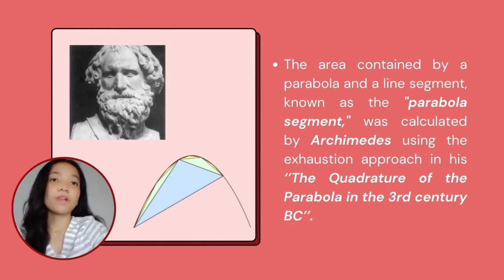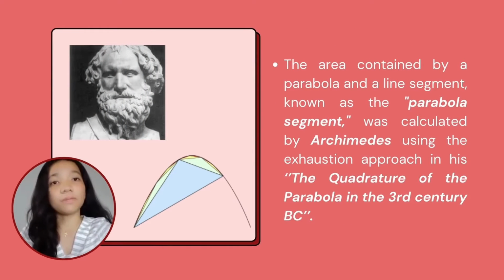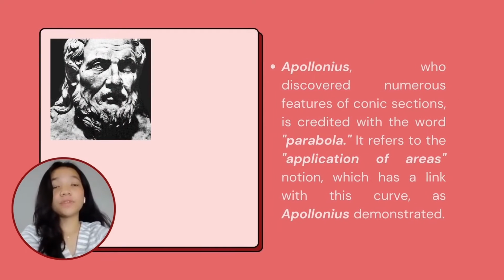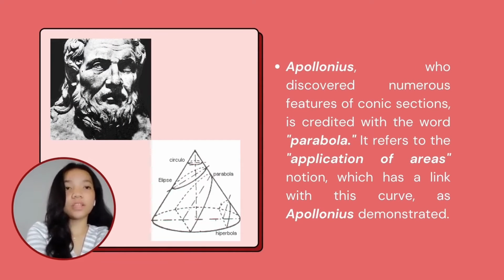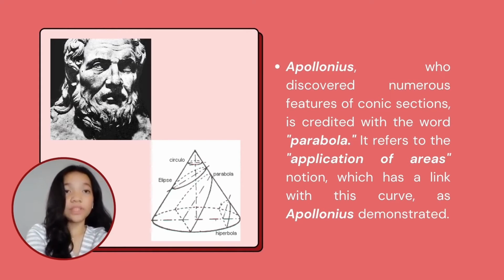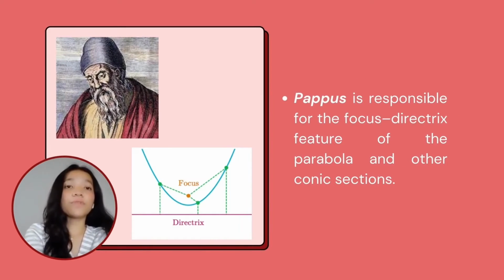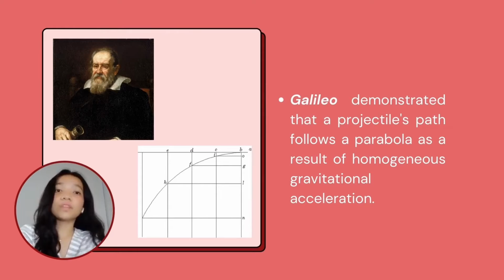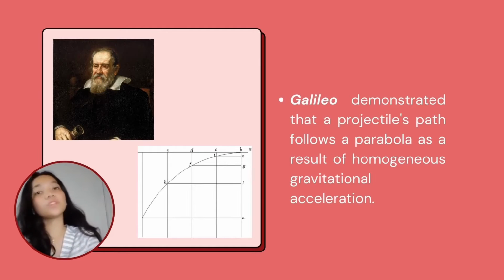The area contained by a parabola and a line segment, known as a parabola segment, was calculated by Archimedes using the exhaustion approach in his The Quadrature of the Parabola in the 3rd century BC. Apollonius, who discovered numerous features of conic sections, is credited with the word parabola. It refers to the application of areas, which has a link to this curve, as Apollonius demonstrated. Pappus is responsible for the focus-directrix feature of the parabola and other conic sections. Galileo demonstrated that the projectile path follows a parabola as a result of uniform gravitational acceleration.